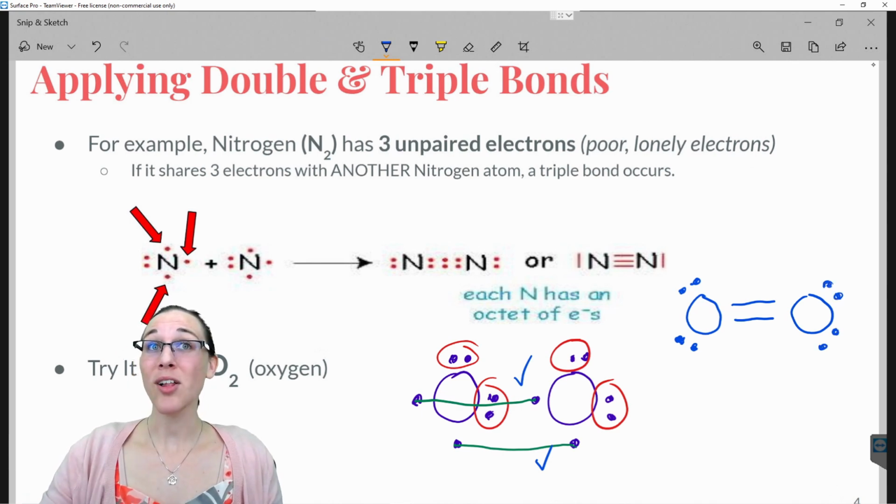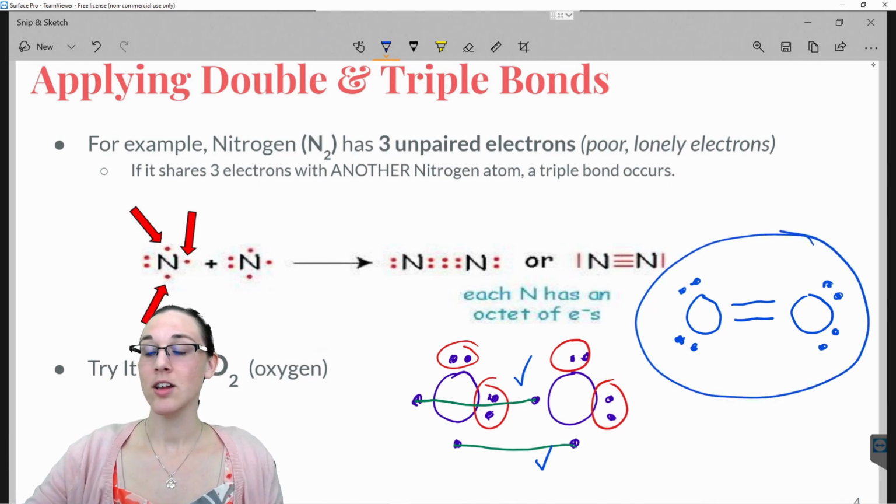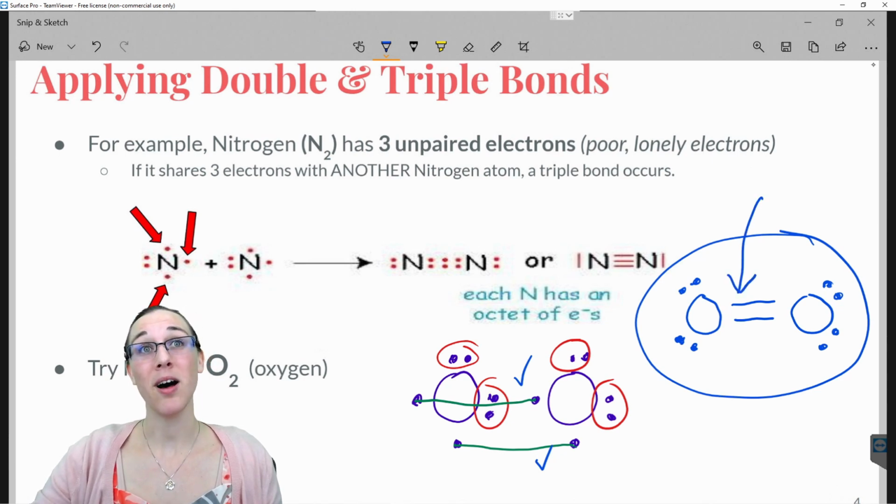Now we have a molecule of oxygen, and that would be our final answer. Notice that a molecule of oxygen has a double bond. There are two lines, that is a double bond, or 4 electrons total, because each line represents 2 electrons connected.